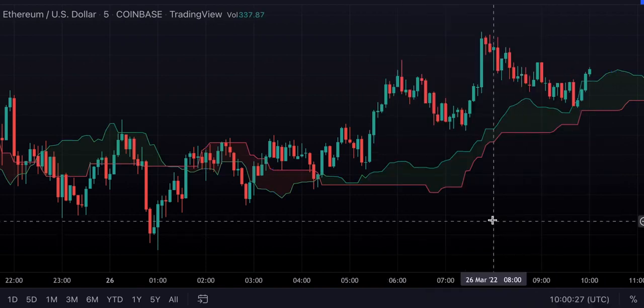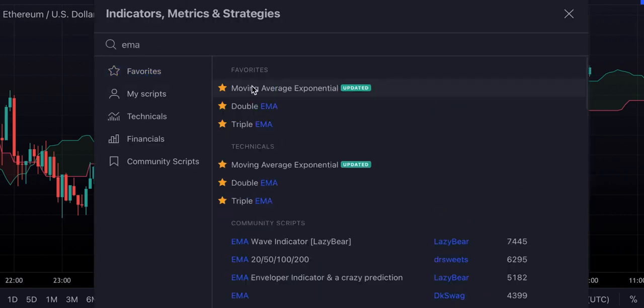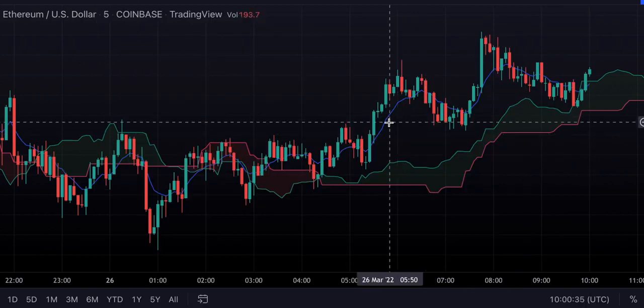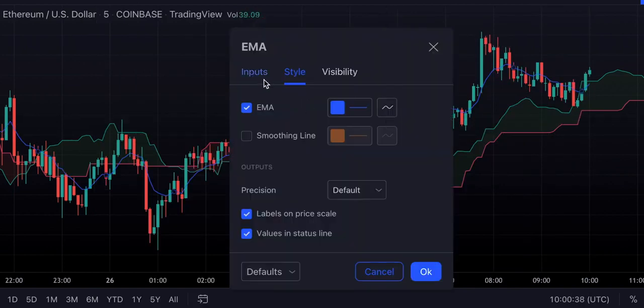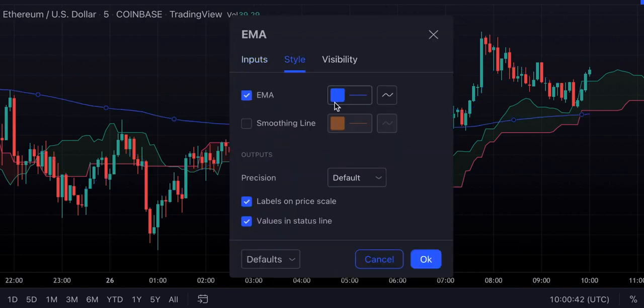The next indicator we're gonna use is gonna be an exponential moving average. And we're gonna set the length to 200 and we're going to make it more visible.